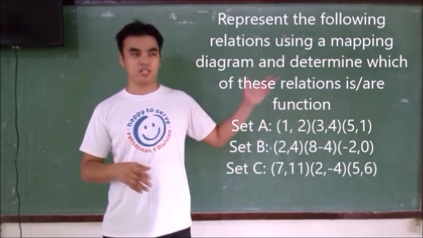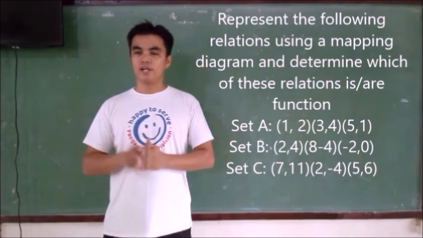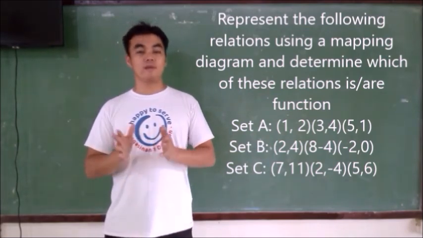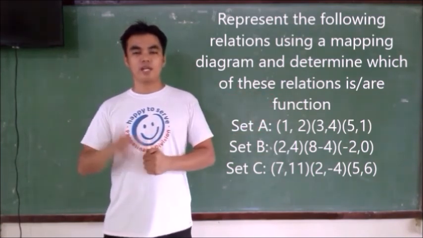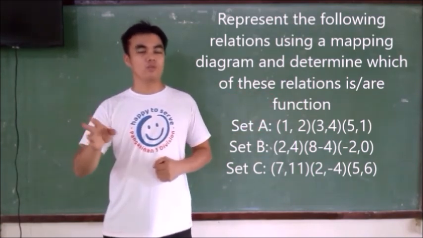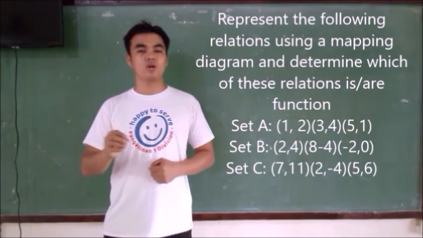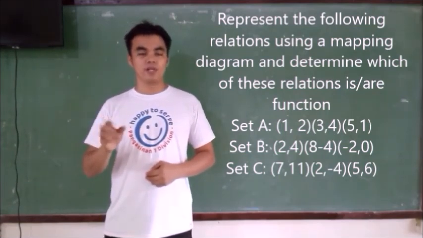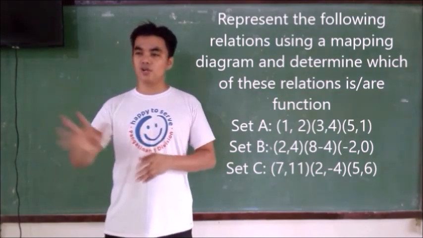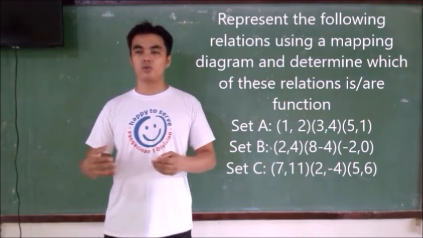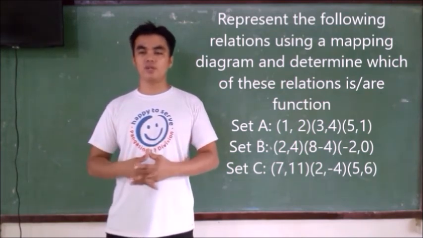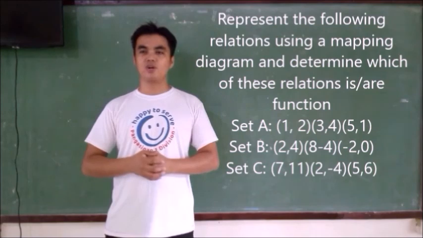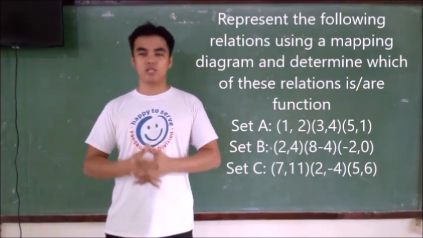So, bibigyan ko kayo ng dito set A, set B, set C. First, ang una ninyong gagawin, gagawa kayo ng mapping diagram para i-represent itong tatlong sets na ito. Pangalawa, you need to write whether this is just a relation or a function. Okay? So, you will answer this in a one whole paper and then you will show your answers to me later on. So, kung makuha ninyo yung tamang sagot, ibig sabihin, naintindihan ninyo ang lesson today. So, that's all for now.